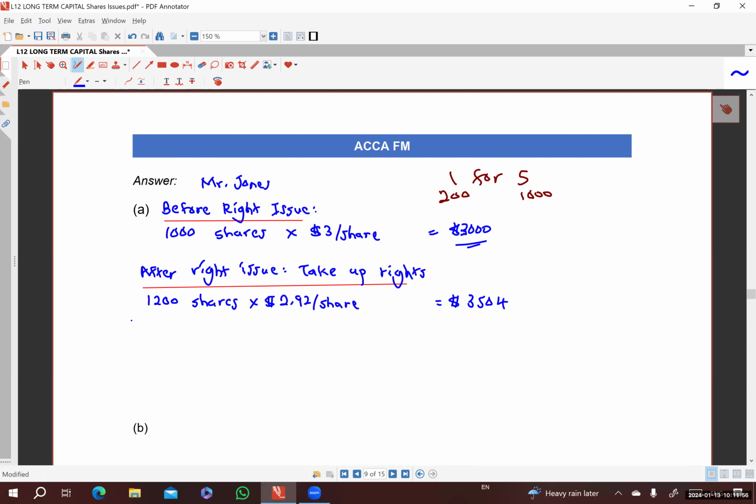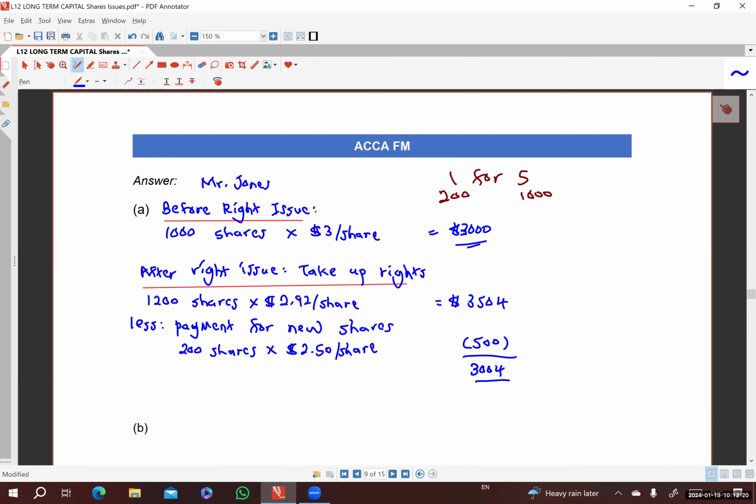But the new shares are not free. You must pay money for the new shares, so you have to take out the payment. For 200 shares, as a shareholder, he will pay the rights issue price of 2.50, so he pays 500. So if you take up the rights and deduct the payment, with a bit of rounding, you find that it comes back to the same.